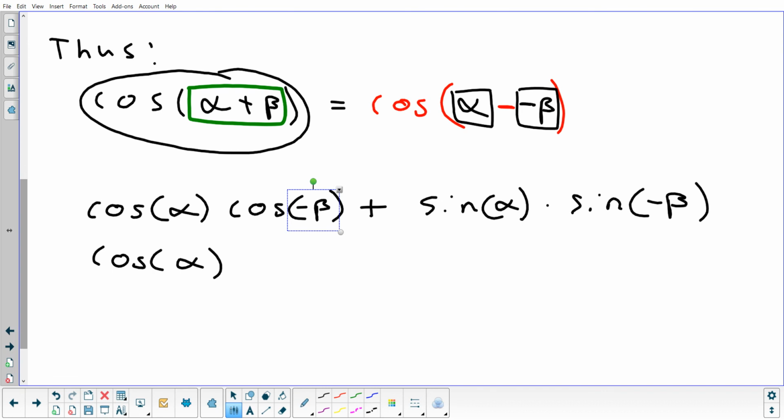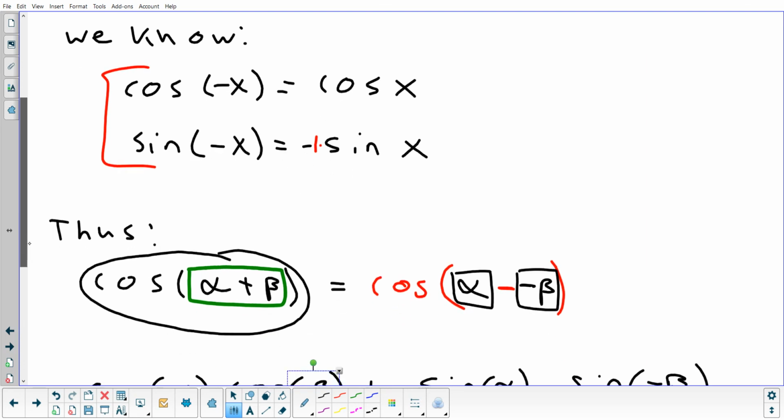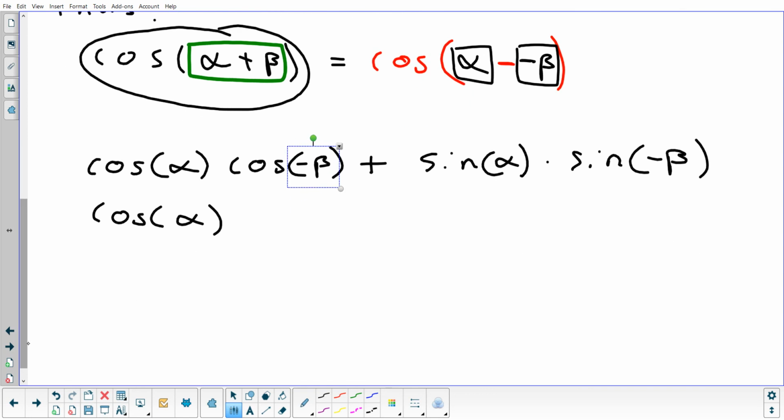Yeah. Put the negative to the outside. Oh wait, just remove the negative. Just remove it, yeah. When you have cosine, you can just remove it. So this negative doesn't make a difference at all.